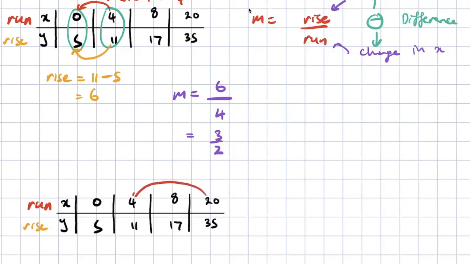We'll do that in red. Let's pick these 2 points here. To calculate the run, that's going to be the difference in those 2 points. So it's equal to our bigger point, 20 minus 4, which is equal to 16.